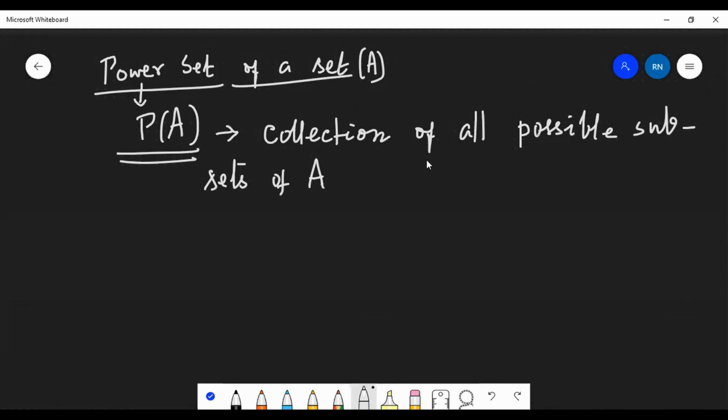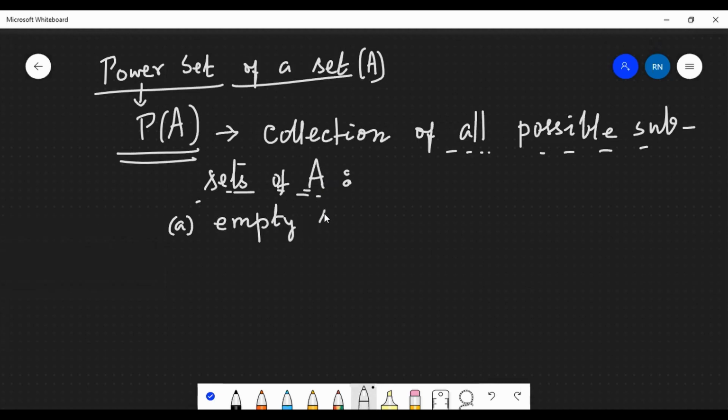What do you mean by all possible subsets? You should know what all the possible subsets are. How many? The collection, how many? So note down, what is the list? Number 1, the empty set is a subset always. So collect the empty set first. Then you collect as many singletons as possible. What do you mean by singleton?